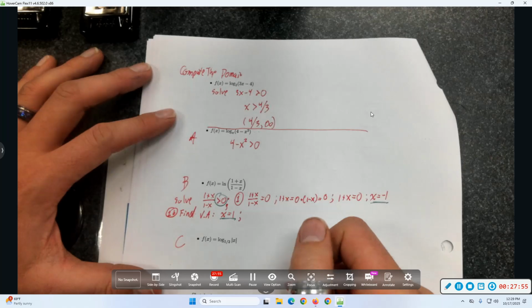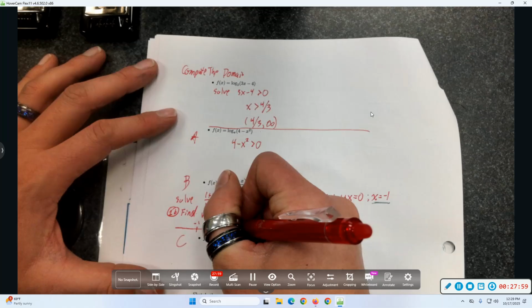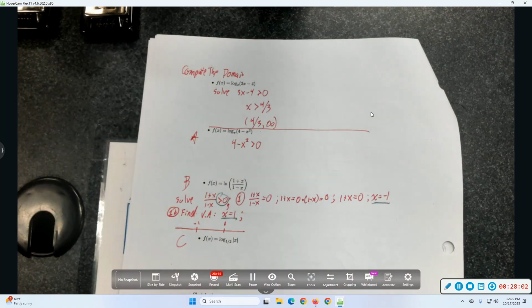All right, so now we have to check some sample points. So let's see, there's negative 1, there's 1. Let's plug in some sample points. Let's see if we can even plug them in without writing very much. Give me a sample point that is to the left of negative 1. Negative 5. Let's plug negative 5 into this ratio and see if we get something positive. When you plug in negative 5, the numerator is positive or negative? Negative. When you plug in negative 5, the denominator is positive or negative? Positive. Because 1 minus negative 5 is positive.